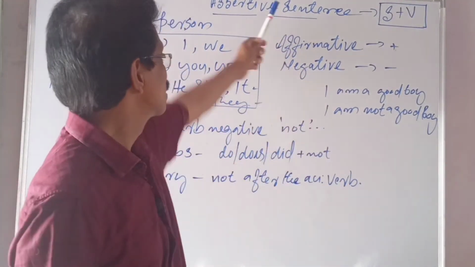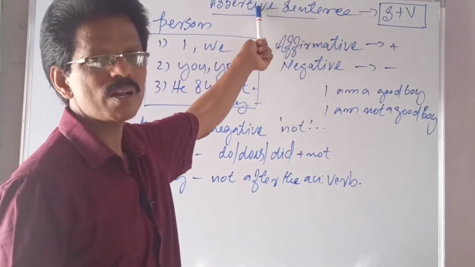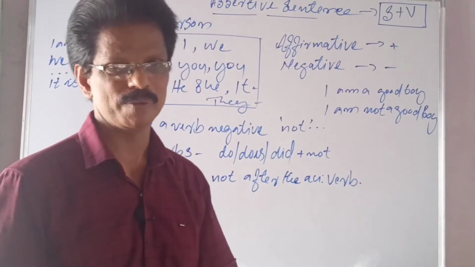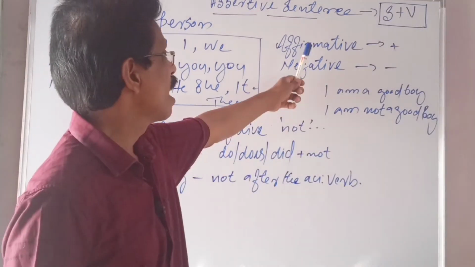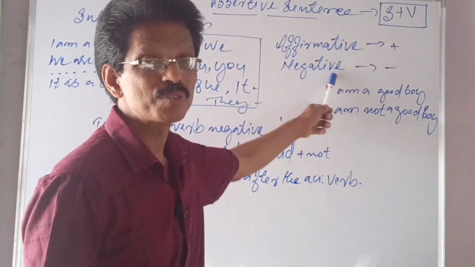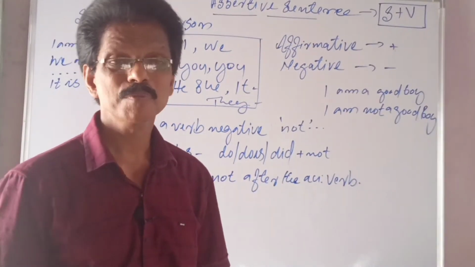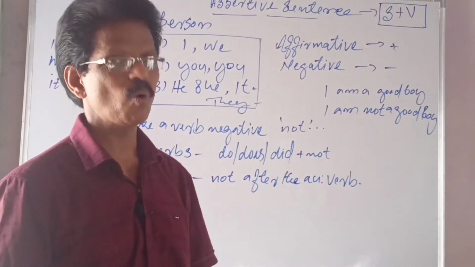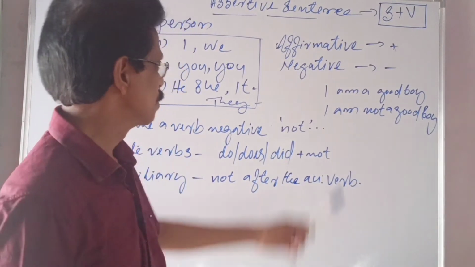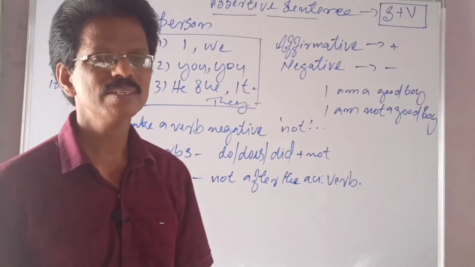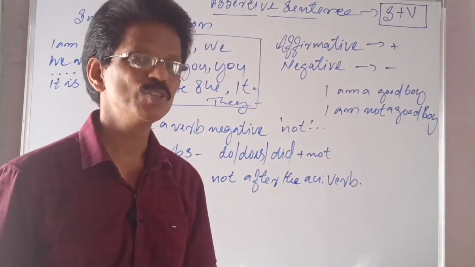So, statements or assertive sentences are of two types. What are they? Affirmative sentences and negative sentences. Affirmative sentences mean telling something positive. Negative means telling something in a negative way.